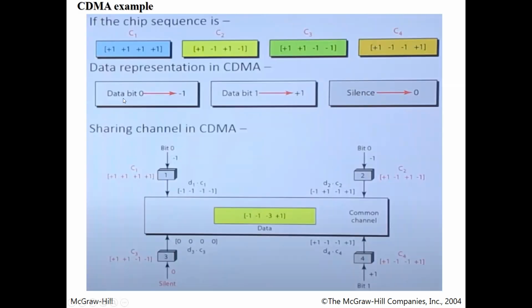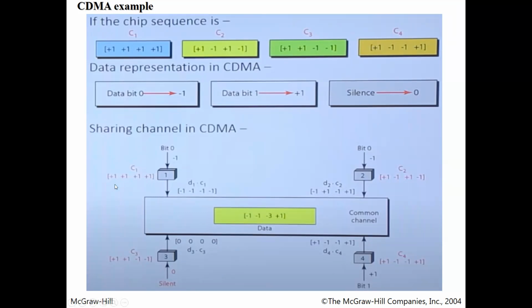Now, how it works: number one, what you need to remember is that bit 0 will be represented by -1 and bit 1 will be represented by +1, and wherever there is silence, that's equivalent to 0. Let us stick to our same example of 4 stations. Station 1 has a bit 0 to transmit, station 2 has a bit 0 to transmit, station 3 is silent, and station 4 has a bit 1 to transmit. So all zeros will be represented as -1, silence will be represented by 0, and a 1 bit will be represented by +1. Now the unique code assigned to every station is shown in red color. For example, for station 1, the unique code will be +1, +1, +1, +1, and for station 4, the unique code will be +1, -1, -1, +1.